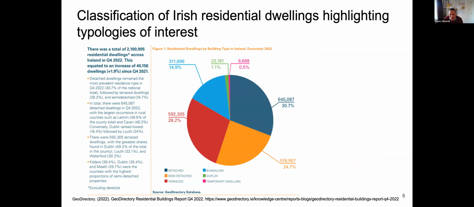Okay, so an approach we look at in Ireland, if we're looking at top-down energy modelling approaches or stock-level modelling scenarios, would be to consider archetypes. If we see here a breakdown of approximately 2.1 million Irish residences, we see the typical forms we're used to dealing with, from detached to semi-detached, terraced houses, bungalows, duplexes, and even some temporary dwellings.